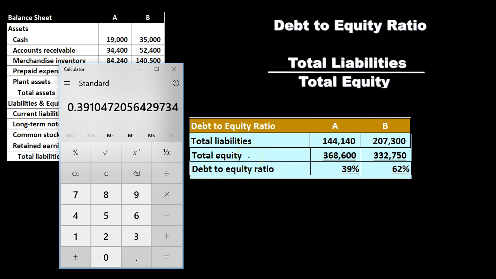So if you think about this ratio, notice that we want the liabilities, of course, to be as low as possible in relation to the equity, which is kind of like the book value of the company. And therefore, we would like this to be lower. And so in this case, A is going to be lower, because we want the numerator to be as low as possible compared to the denominator, compared to the equity.